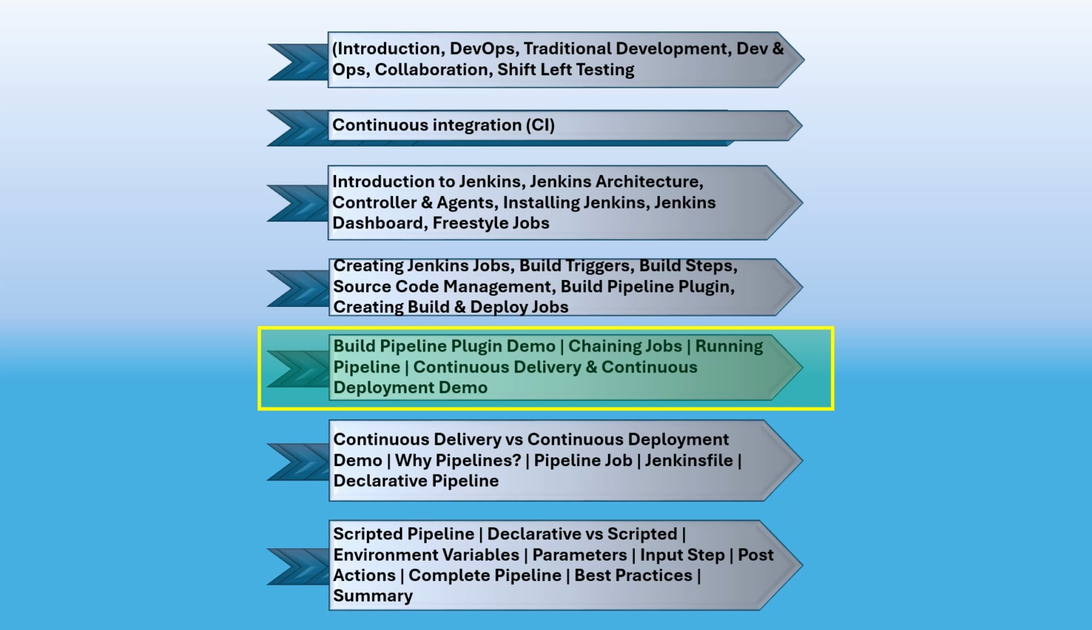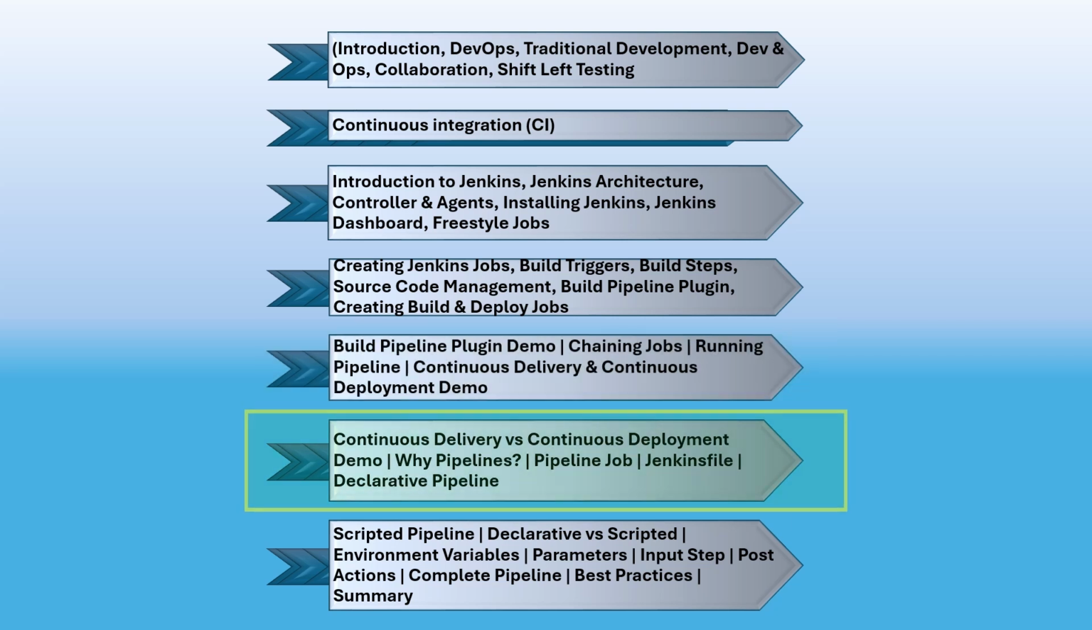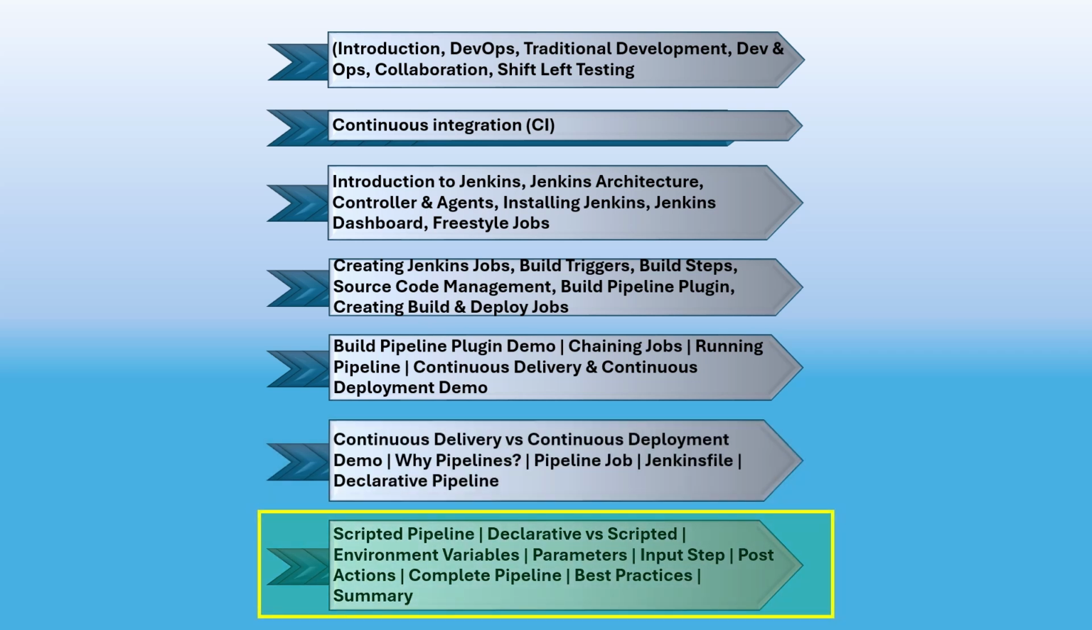One of the most exciting parts of this lecture series is learning about pipeline as code. Instead of configuring automation through graphical menus, we will learn how modern DevOps teams describe their complete build and deployment process using a Jenkinsfile. We will study both declarative pipelines and scripted pipelines, understand the difference between them, and learn when each approach should be used. We will also explore advanced pipeline features such as environment variables, parameters, manual approval steps, post-build actions, and pipeline best practices that are commonly used in enterprise software development.